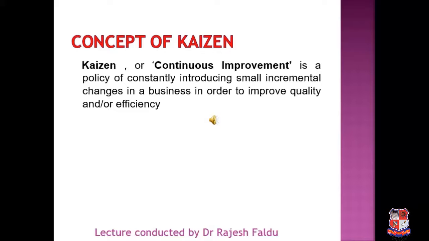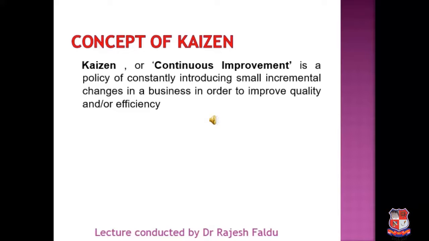Now let's understand the concept of Kaizen. Kaizen is also known as continuous improvement. It's a management philosophy of continuous improvement, translated from the Japanese words kai, meaning continuous, and zen, meaning improvement. It forms the base of the Toyota production system as well as lean manufacturing. It's a policy of constantly introducing small incremental changes in a business in order to improve quality and efficiency.